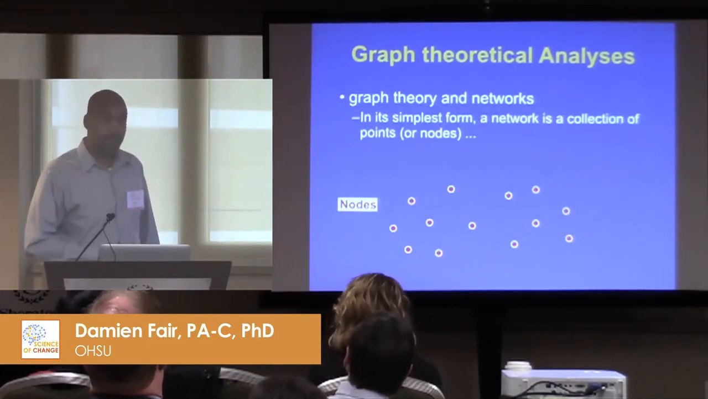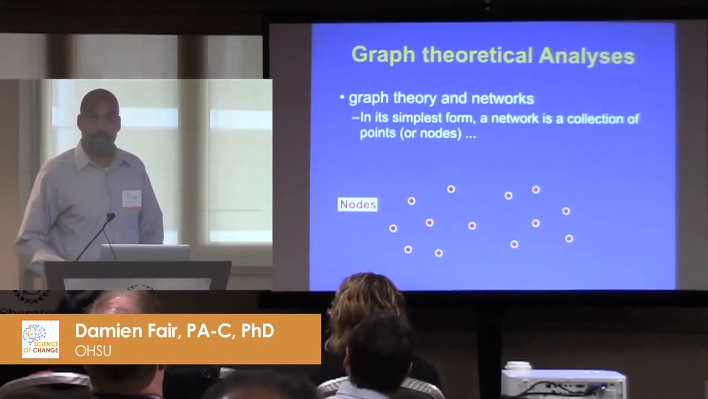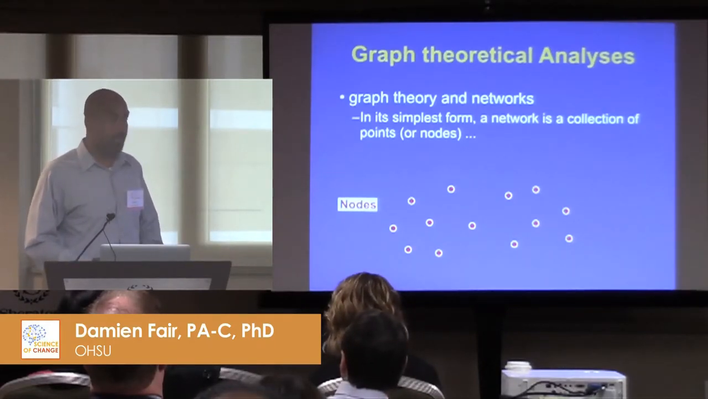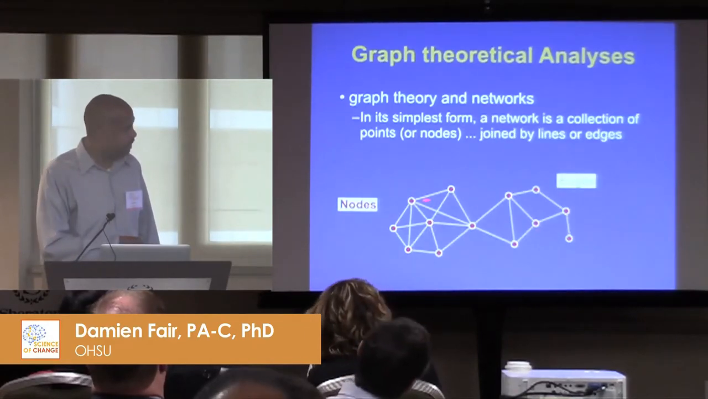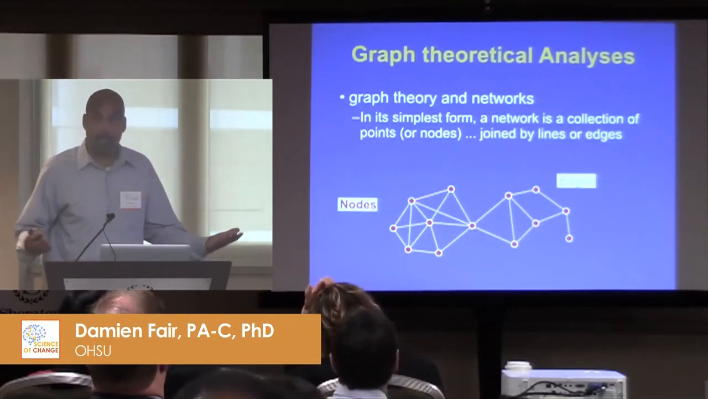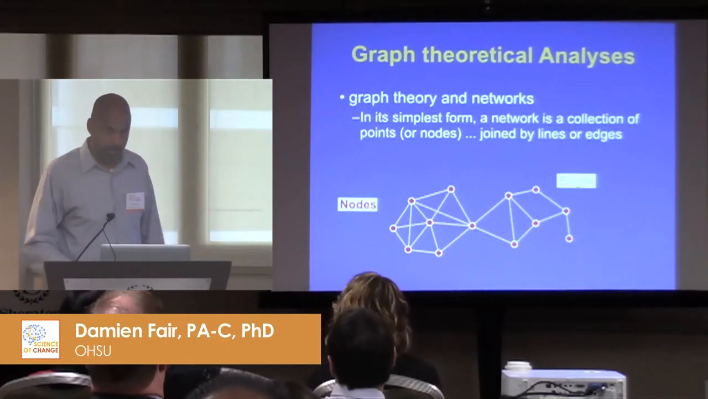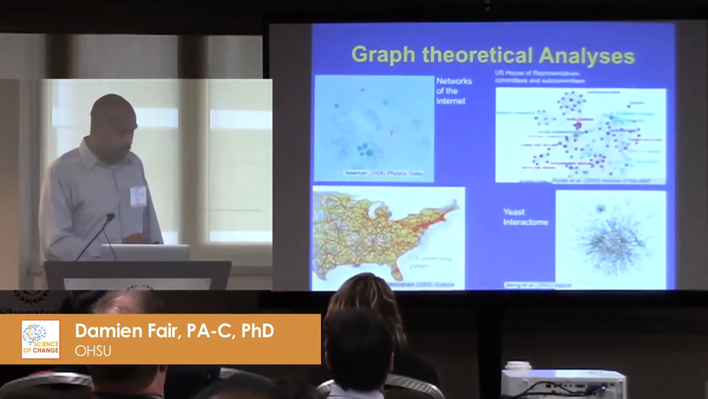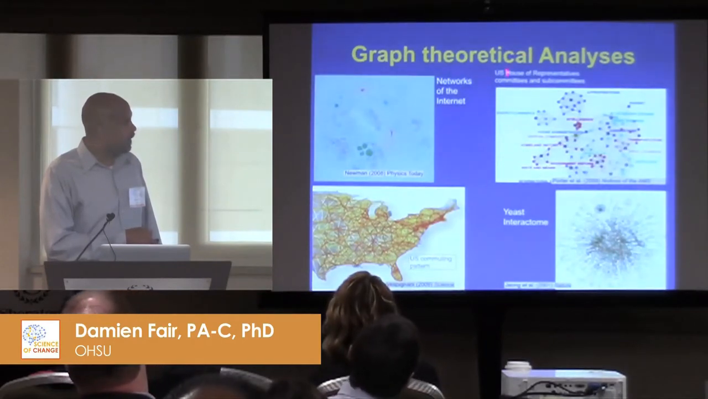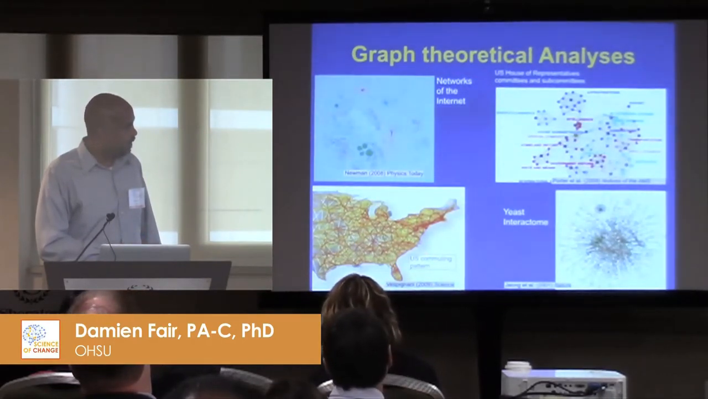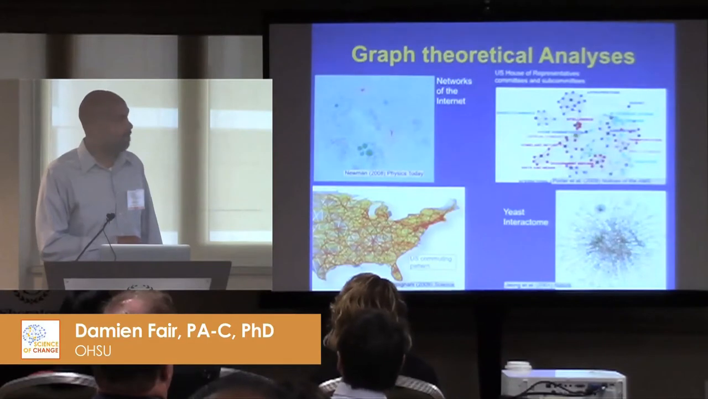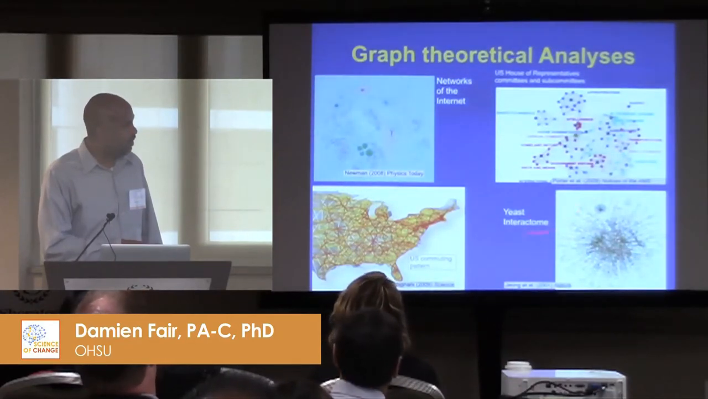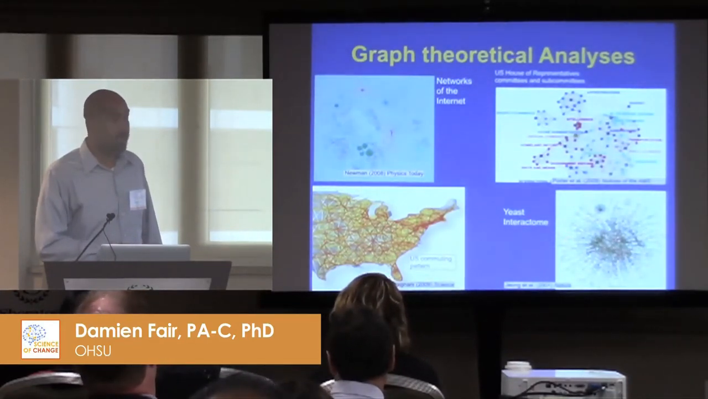So nodes can be anything from people to cities to web pages, right, that are linked by some line or edge. That would then be friends between people, roads between cities, or links between web pages, okay? Now, graph theory has been used to study all different types of systems, from networks on the internet to U.S. commuting patterns to interactions of committees and subcommittees in Congress, they're particularly active right now, to protein-protein interactions in yeast, right?